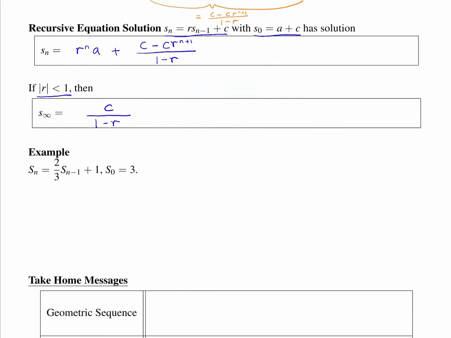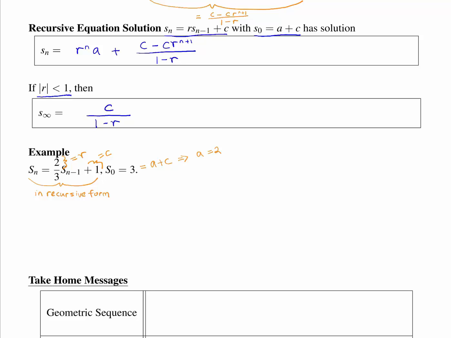So suppose we had Sn is equal to 2/3 times S_{n-1} plus 1, subject to S0 is equal to 3. Well, we recognize the different pieces. First off, the multiplier multiplies S_{n-1}, so it's clearly 2/3. Secondly, c is added at the end to Sn, so it's clearly 1. Finally, S0 is equal to A plus c, and so since we know already c is 1 and S0 is 3, A is equal to 2.